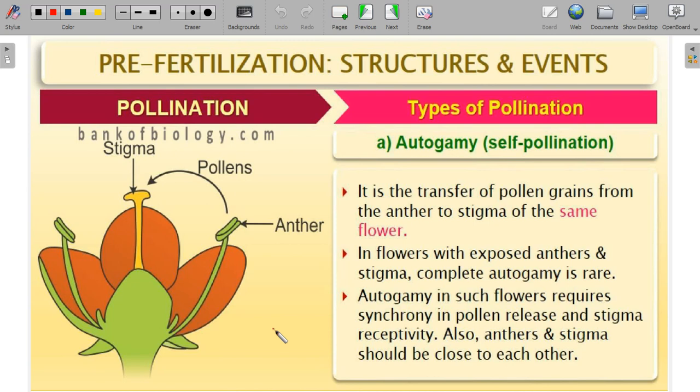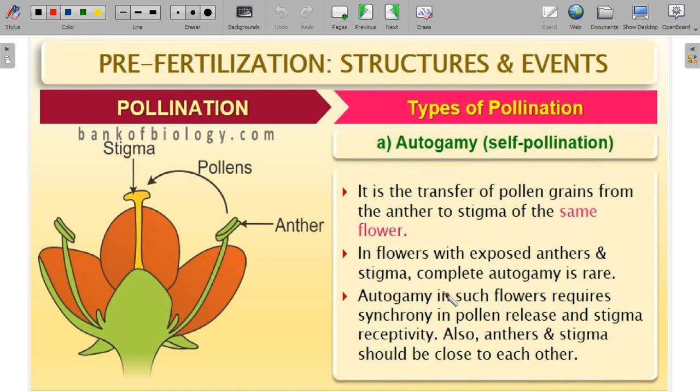Inflorescence is the arrangement of flowers where we have sepals, the green part, and the petals, the colorful part which attracts the insects. Then we have the essential parts called the androecium and gynoecium. In flowers with exposed anther and stigma, complete autogamy is rare, because the stigma and the anther are exposed. By the wind or by insects, the pollen grain can be transferred elsewhere.